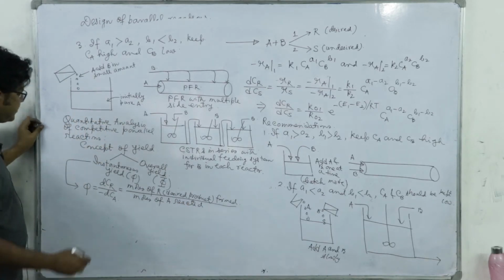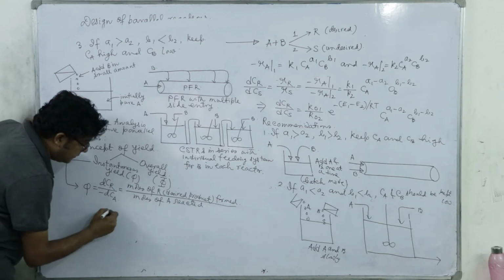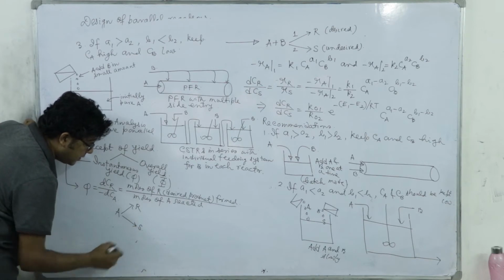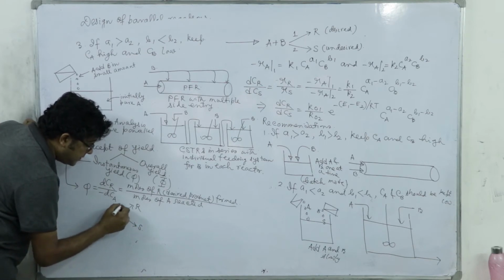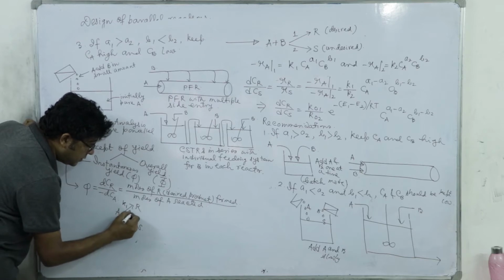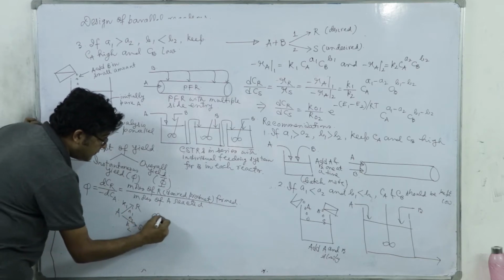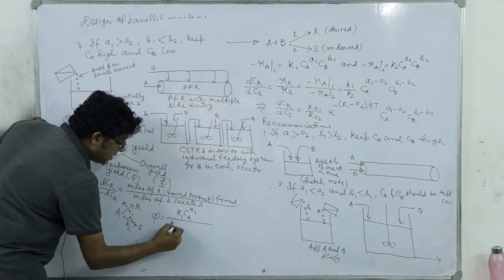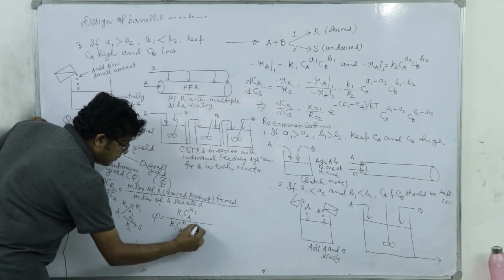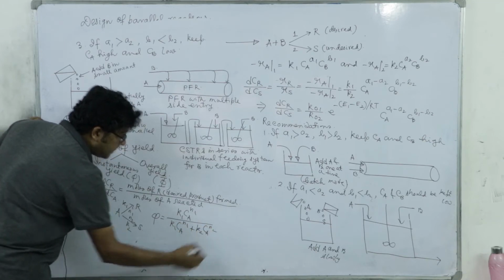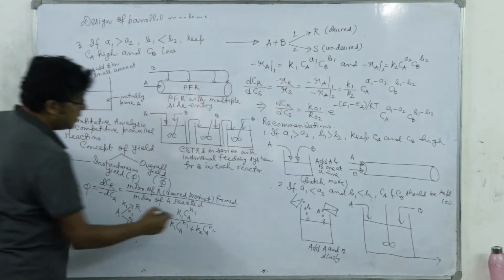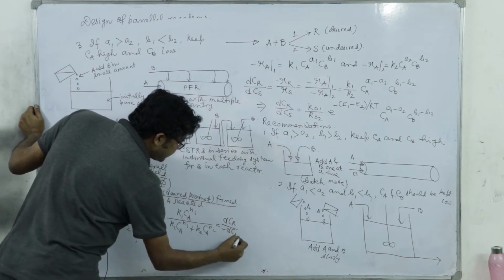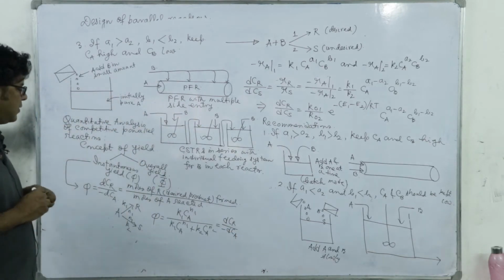Now, for example, we can think of a reaction A giving R giving S, where this is K1, this is K2, this is N1, this is N2. Then the phi expression will be K1 Ca to the power N1 divided by K1 Ca N1 plus K2 Ca N2. So that gives you the instantaneous slope of this line, Cr versus Ca.